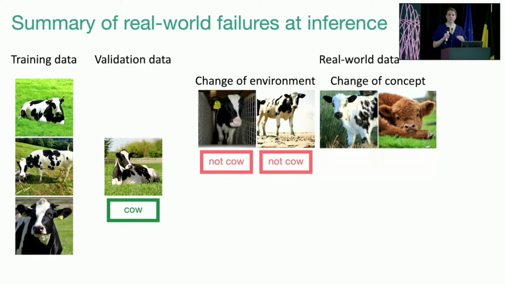There can also be a change of concept. When I envisioned my cow classifier, I was thinking it's clear that I also mean little cows or cows of different color, but my data hasn't accounted for it, so the AI system cannot recognize a small cow.